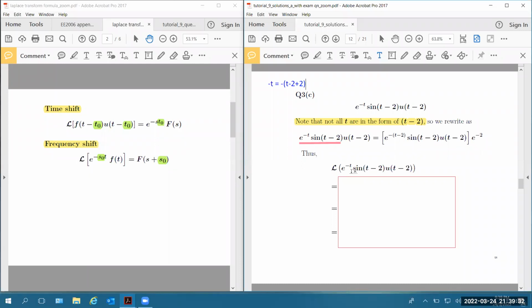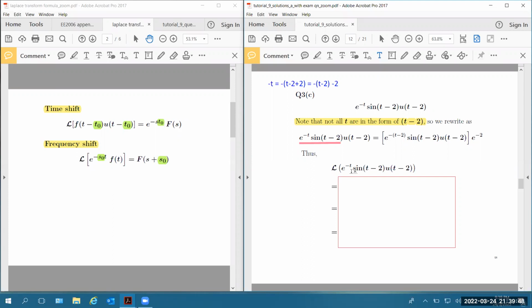T minus 2 plus 2. So actually I didn't change anything, right? But I got the t minus 2 coming out. All right, and then I just multiply it out. So this is a minus t minus 2, and then minus 2.